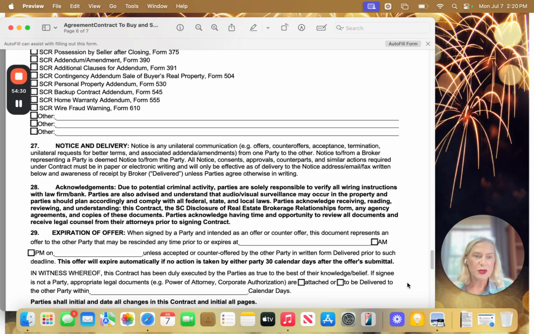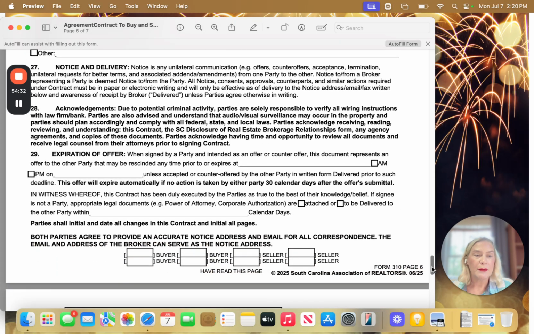Oh my God. Item 29. You guys are killing me. Item 29, expiration of offer. Expiration of offer. No one is filling this out anymore. Fill this out.